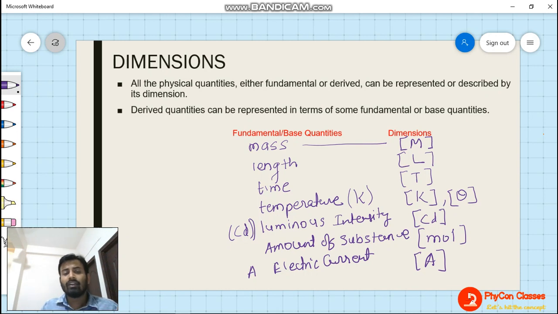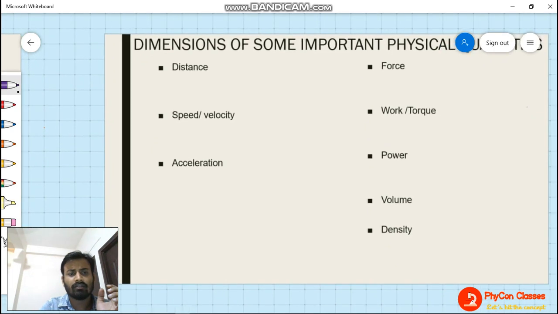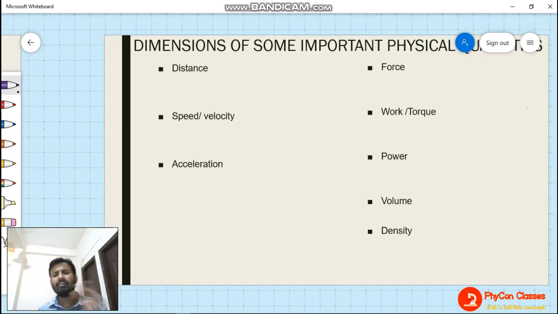Now let us move forward and try to find out the dimensions for some important physical quantities. I have written here some of the important physical quantities, and we are going to find out the dimensions for them. We will be discussing these topics a number of times in further lectures and further chapters also. So distance. What is the fundamental unit for distance? Length, right? Length is the fundamental unit, and hence the dimension will be capital L.